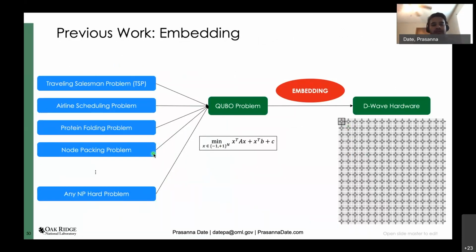What you do is you convert the NP-hard problem into a QUBO problem, and then you embed the problem onto the hardware. You can think of embedding as a compiler or a compiling process for the quantum hardware. If the QUBO problem is the software program for the quantum computer and the D-Wave hardware is actually the hardware, then embedding is like the compiler. So embedding maps your QUBO problem onto the D-Wave.